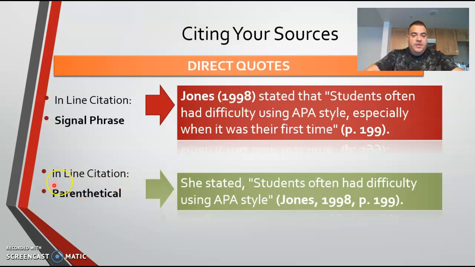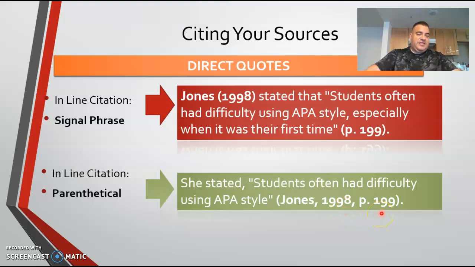The second type of form is the parenthetical. And the parenthetical just simply means that all of the citation details are at the very end of the sentence. And you know that they're at the very end because they are completely surrounded by parentheses. So here you have, she stated, comma, and quotation marks, "Students often had difficulty using APA style." And then you put your quotations followed by your parentheses and your citations in the middle with a period at the very end. In this case, Jones, the author, the year, and the page number.